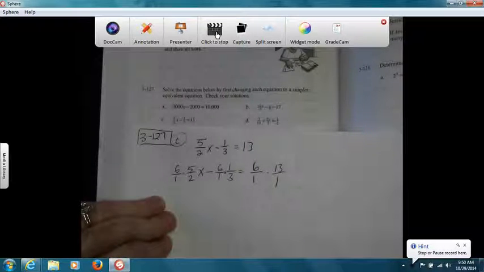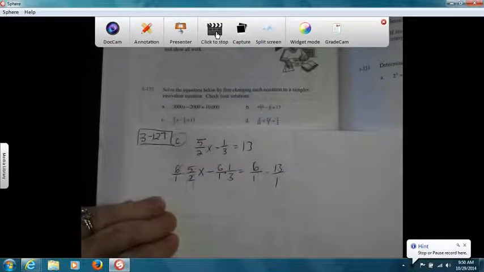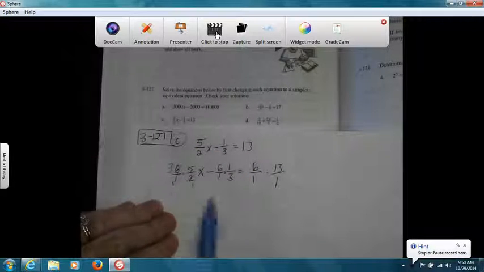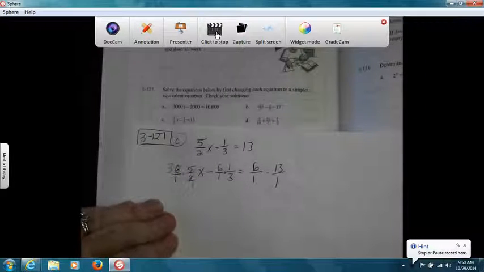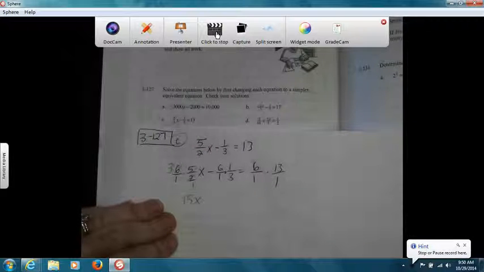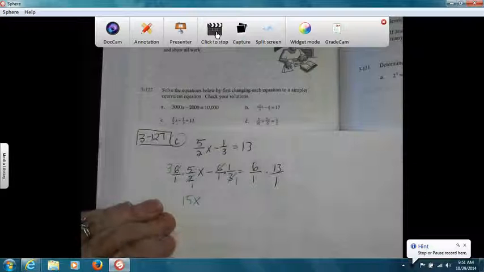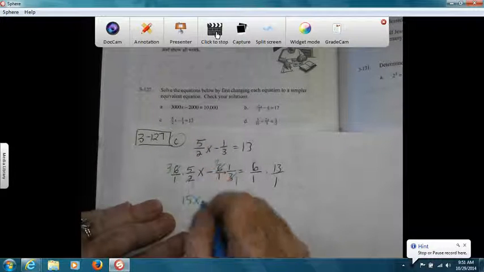Now, this 2 turns into a 1. What does the 6 turn into? A 3. And then, so now I have 3 times 5 times x. So what's 3 times 5 times x? 15x. So now I just got a 15x down there. And then I just do the same thing here. I'm going to cross out my 3, turn it into a 1, and cross out my 6, turn it into what? A 2. And since these are all 1s, I'm pretty much left with -2.